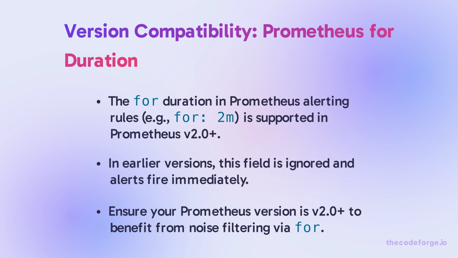The for duration in Prometheus alerting rules, e.g., for: 2m, is supported in Prometheus v20+. In earlier versions, this field is ignored and alerts fire immediately. Ensure your Prometheus version is v20+ to benefit from noise filtering via for.